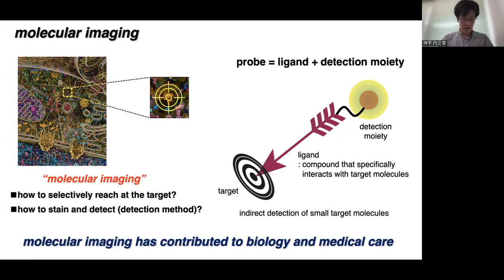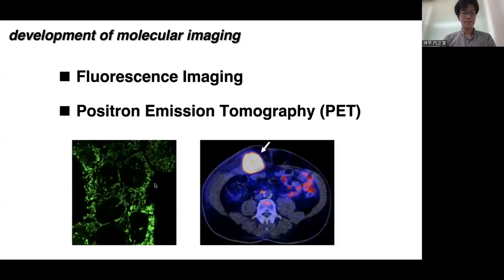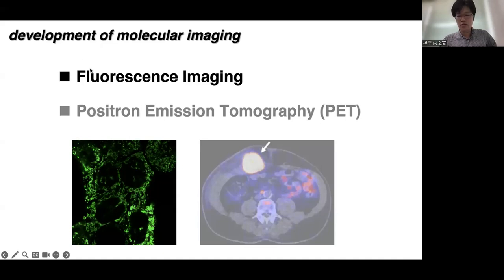This molecular imaging has contributed to biology and even medical care. Today I will briefly talk about two molecular imaging methods. One is fluorescence imaging, and the other is positron emission tomography. Actually, I'm a researcher in the fluorescence imaging field, and next week I will talk about the details of fluorescence imaging. But today I will briefly introduce fluorescence imaging. So let's go to the fluorescence imaging part.